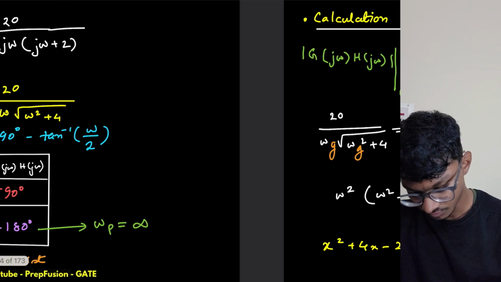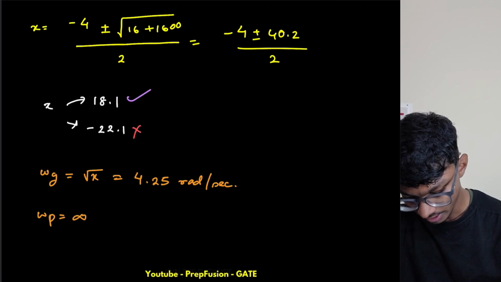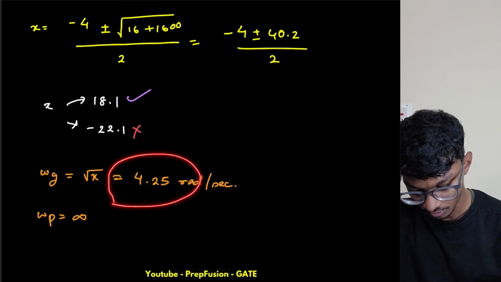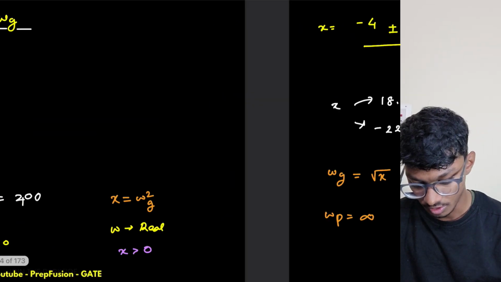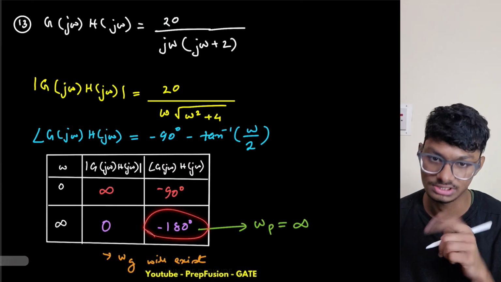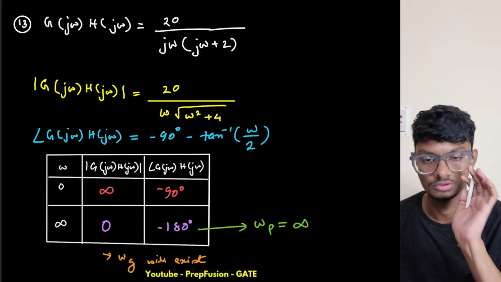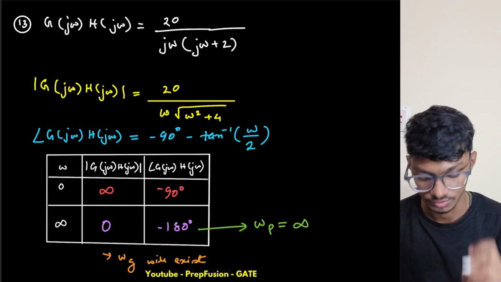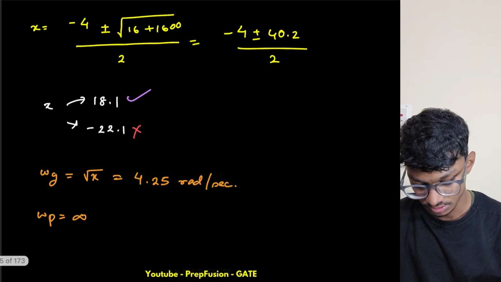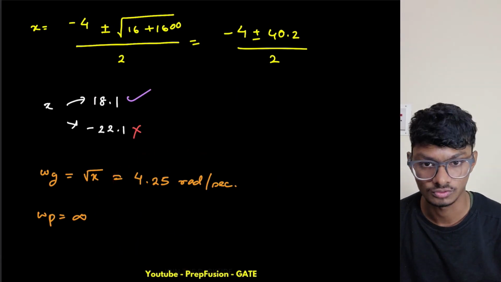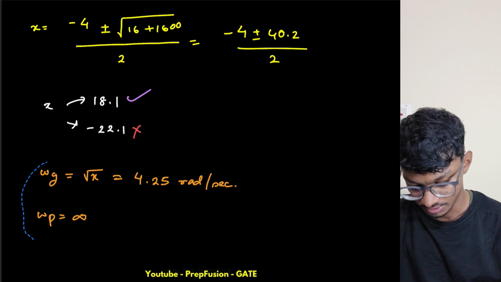For this, the gain crossover frequency is 4.25 radian per second, and the phase crossover frequency is infinity, because it never reaches minus 180 degrees until omega equals infinity. So I'll copy this too.